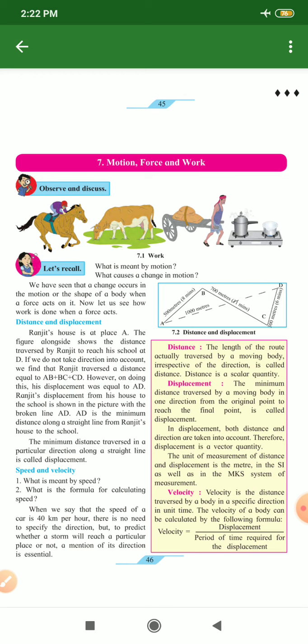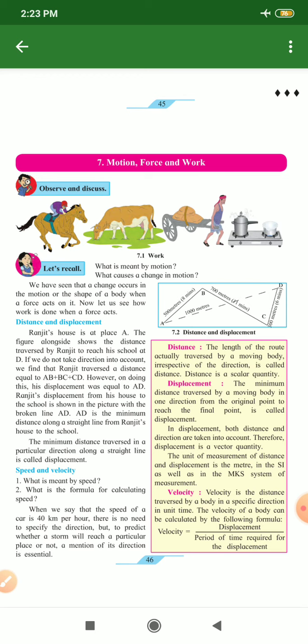Now, what is the formula for calculating speed? So the formula is distance travelled upon total time. We'll be learning about it. When we say that the speed of a car is 40 kilometers per hour, there is no need to specify the direction. But to predict whether a storm will reach a particular place or not, a mention of its direction is essential. You are listening to the news every day. In that, they tell us about the speed and the direction of the wind, the rain, the storm, etc. So it is necessary here to know the direction.